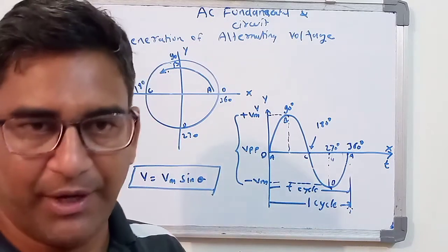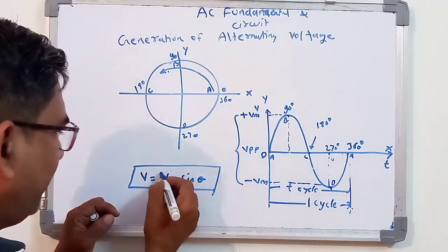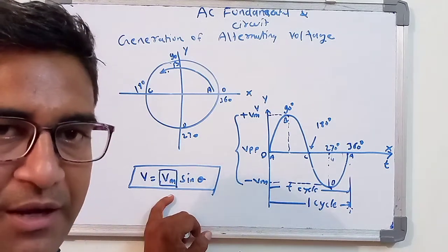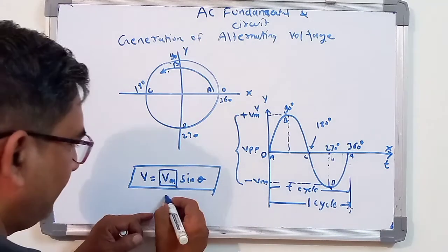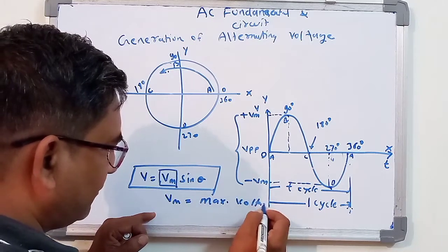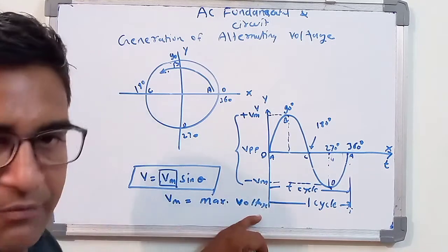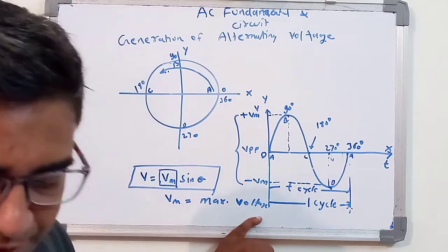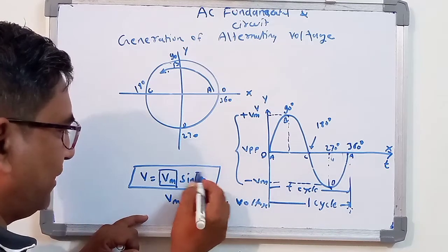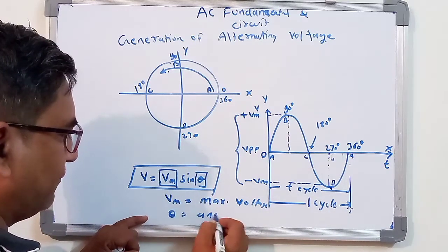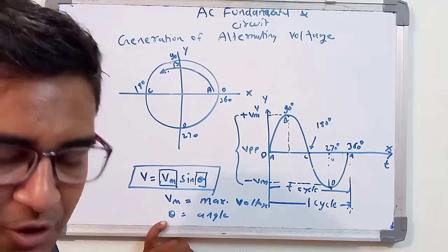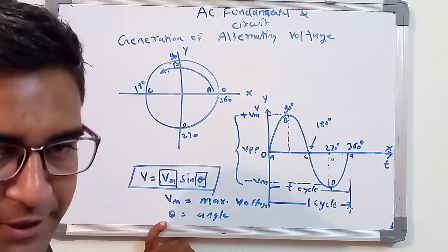When you have that particular Vm, this Vm is nothing but the maximum voltage. Vm is called the maximum voltage. When you have this maximum voltage and you have theta, this theta is nothing but the angle. Theta is the angle. The angular measure can be used for the alternating quantity.